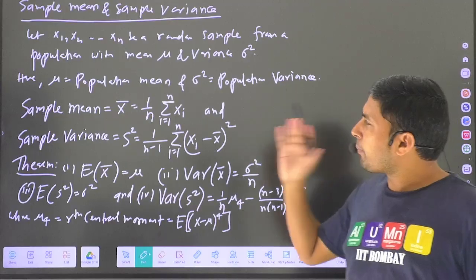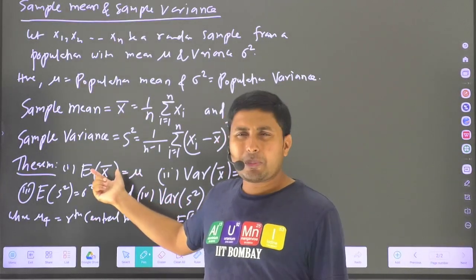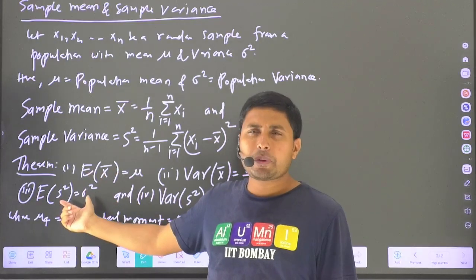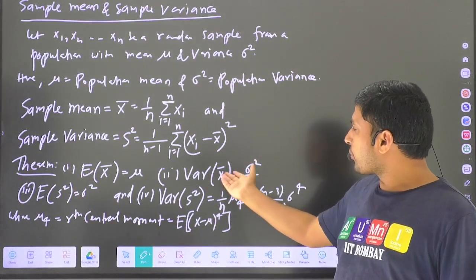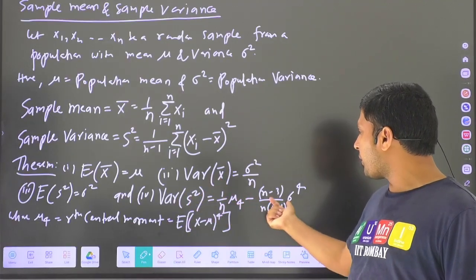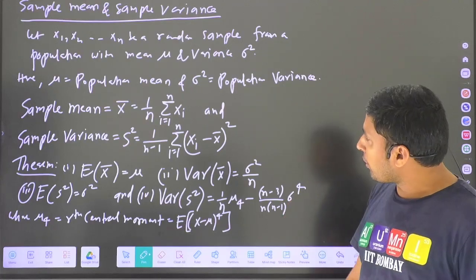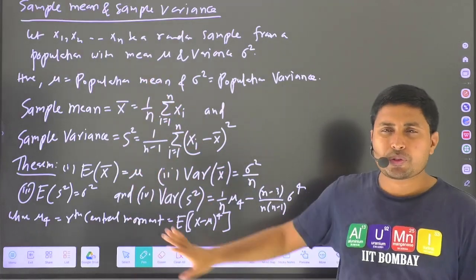So this is the story of sample mean and sample variance. The sample mean will always be an unbiased estimator of the population mean, and the sample variance will always be an unbiased estimator of the population variance. The variance of the sample mean is sigma square by n, and the variance of the sample variance is 1 by n mu 4 minus n minus 3 upon n minus 1 sigma 4. In general, for any distribution, if you take a sample from it, this will hold.